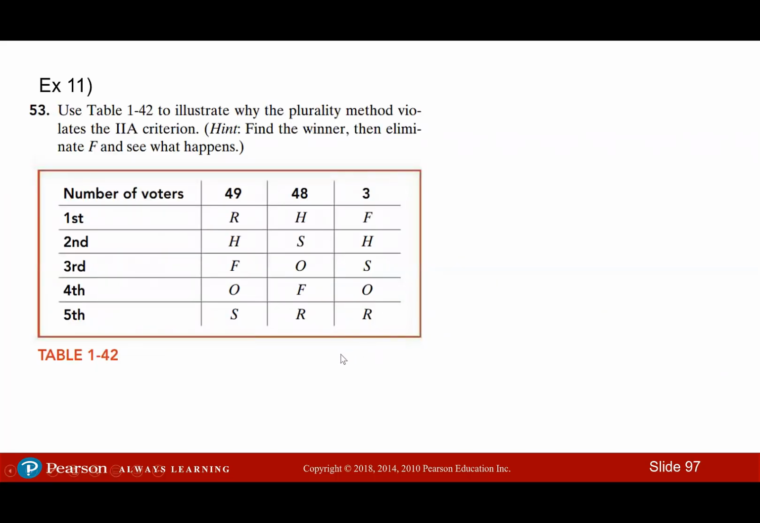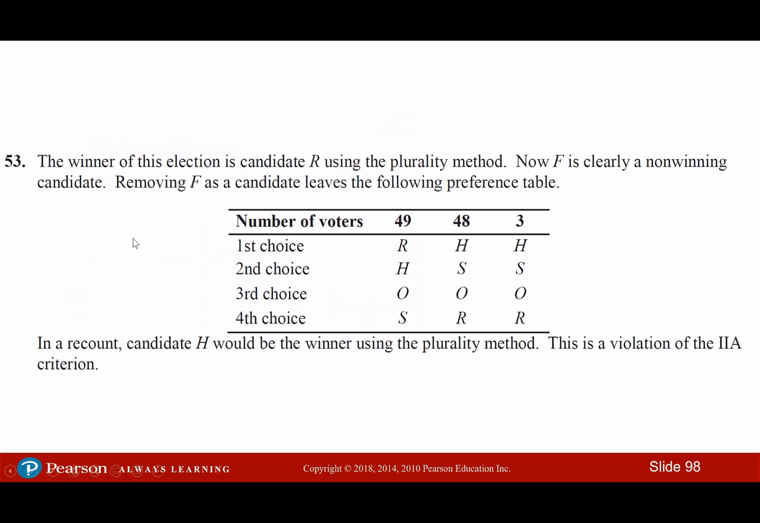All right, so then this one: illustrate why the plurality method violates the independence of irrelevant alternatives criteria. So then I'm going to look at that to see what that is. Go back in your notes if you need to see what that is. Find the winner, then eliminate F and see what happens here. So let's go with it here. The winner of the election is candidate R using the plurality vote, right? They got the most amount of votes and done.